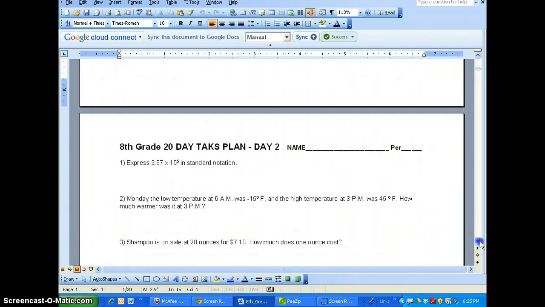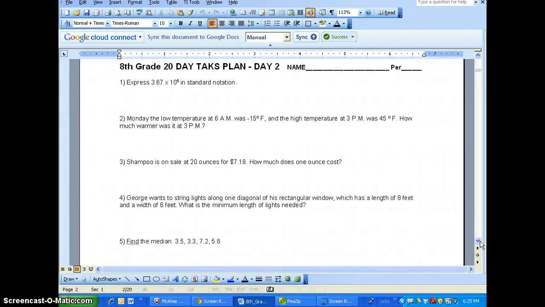Let's go on down to day 2. Number 1 on day 2 says, express this in standard notation. The first thing I look at is the exponent. The exponent is positive, so that means we're dealing with a large number. So I'm going to take 3.67 and I'm going to move it 5 places in order to make it a large number. 1, 2, 3, 4, 5. Put zeros in the gaps, put in your comma, and you're done.